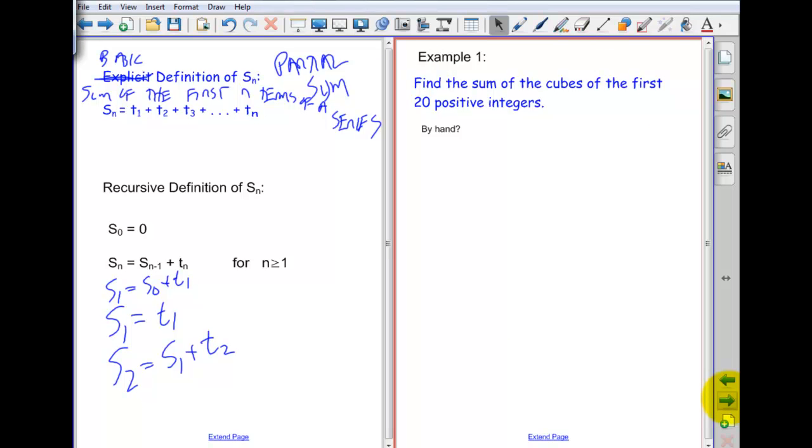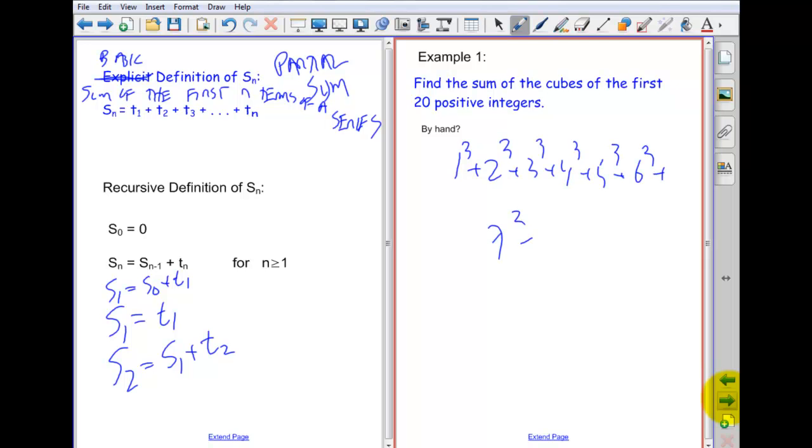So example 1: find the sum of the cubes of the first 20 positive integers. By hand? Well, we know our cubes, right? 1 cubed plus 2 cubed plus 3 cubed plus 4 cubed plus 5 cubed, 6 cubed plus 7 cubed plus 8 cubed plus 9 cubed.